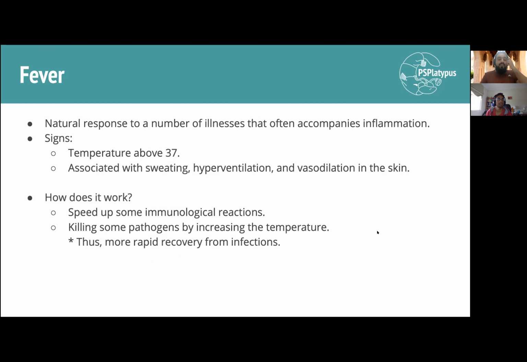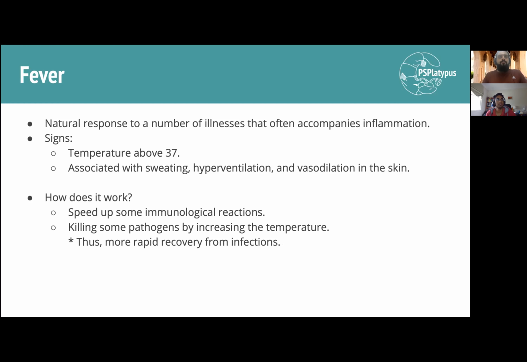Then we have fever, which is a natural response to a number of illnesses that are often associated with inflammation. There are some signs for fever, like the temperature will be above 37, which is the normal temperature. And it's usually associated with sweating, hyperventilation, and vasodilation in the skin.